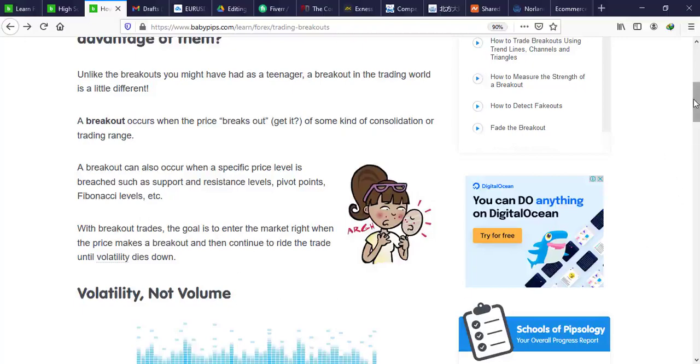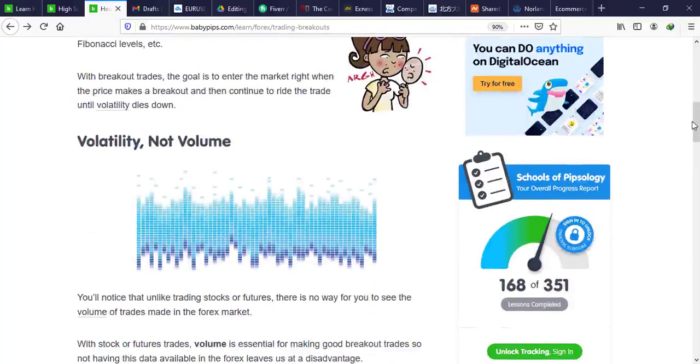So back to volume I was talking about. In the stock market, you can use volume to gauge a breakout. Like when the volume is low, there are not many active traders, and when it is high, there are many active traders. This kind of data is available in the stock market. However, in the forex market, it is not available. And in the forex market, we don't see volume, we see volatility.